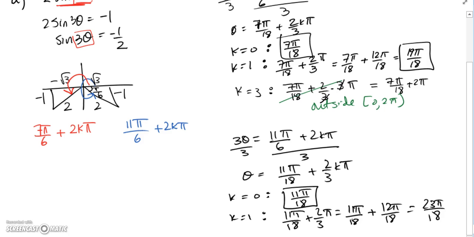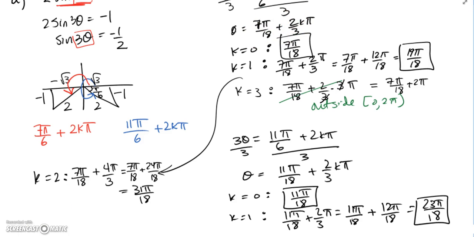I got 11 pi over 18 and 23 pi over 18. And for 0, 1, I have there 2. And again, I don't know why I skipped k equals 2, because that'll give me a valid answer. So let's let k equals 2 into this piece. Once I put k equals 2 here, that's 2 times 2, 4 pi over 3. So 7 pi over 18 plus 4 pi over 3, and I get 31 pi over 18.